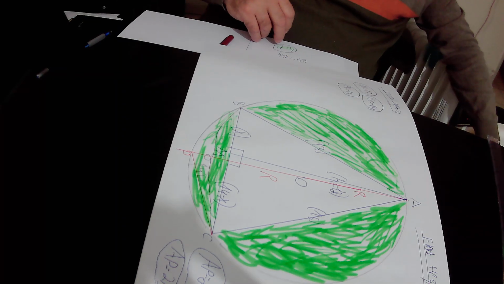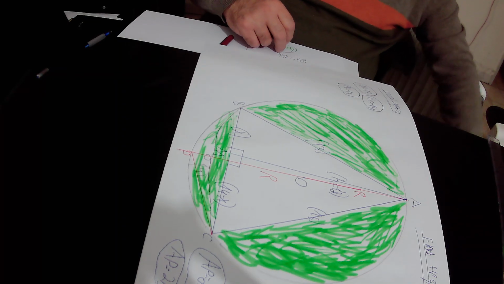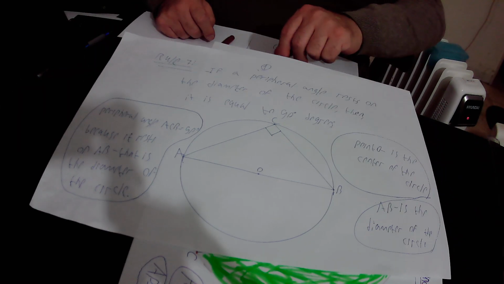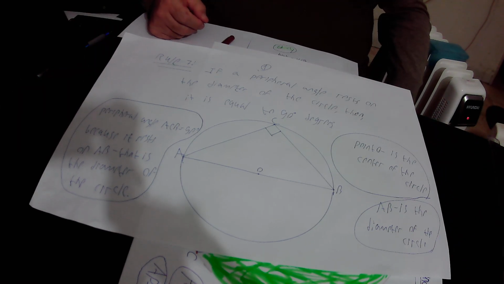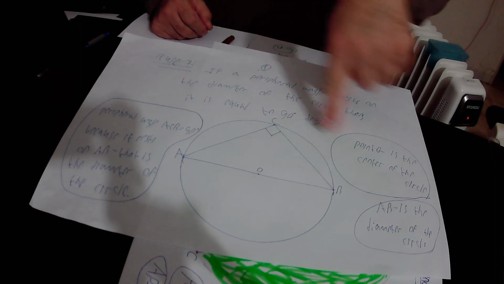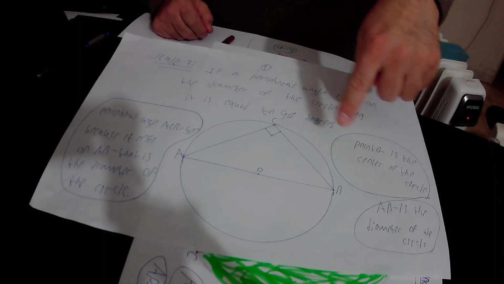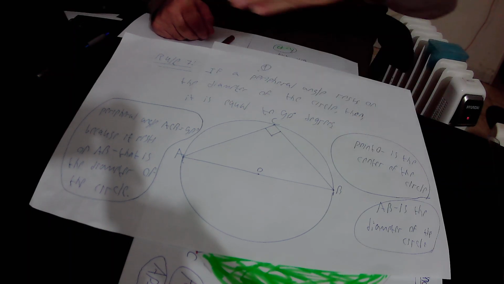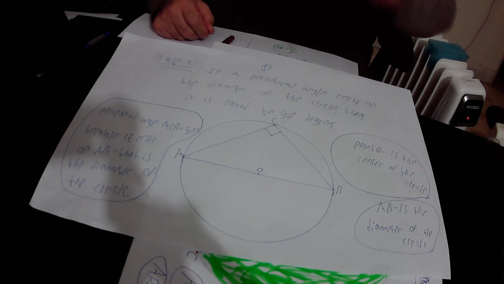I'll repeat again on rule number 7. According to rule number 7, if a peripheral angle rests on the diameter of the circle, then it is equal to 90 degrees. In the drawing we have peripheral angle ACB. This peripheral angle ACB rests on AB, and AB is the diameter of this circle. Therefore, peripheral angle ACB, according to this rule number 7, equals 90 degrees.